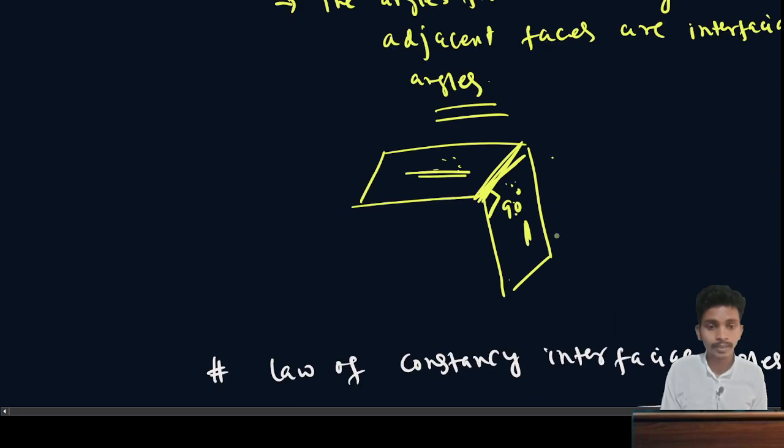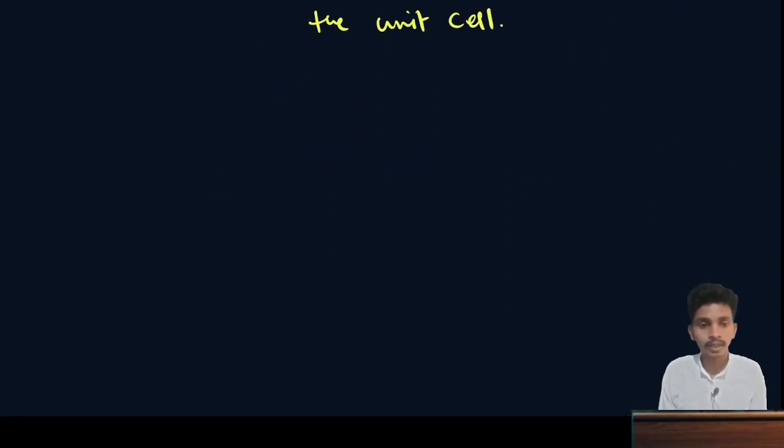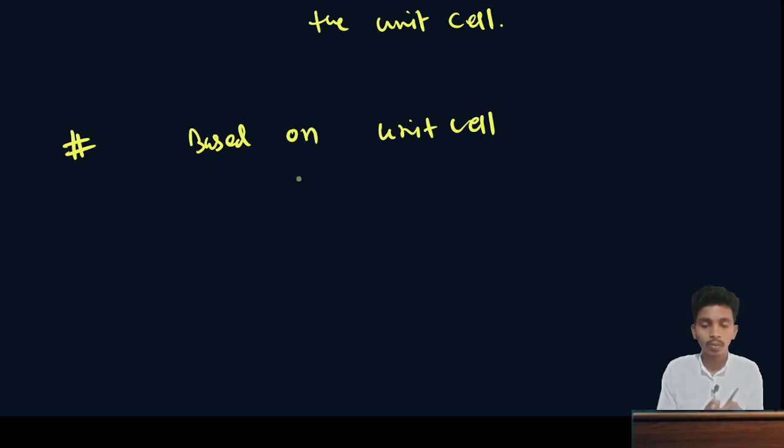Okay, and the interfacial angle means that angle that is formed between any two adjacent faces. Now we will move to the types of unit cell. According to different types of unit cell, there will form different types of crystalline solids. Okay, so based on unit cells, we can categorize them into two types.